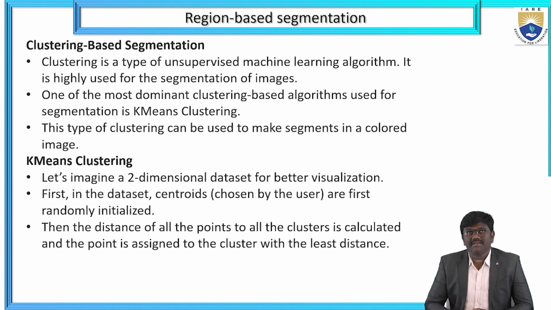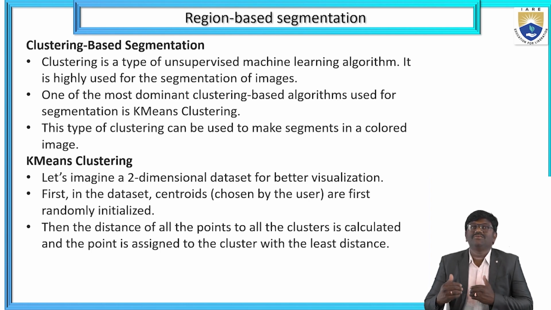We are also concentrating on another approach beyond region-based segmentation, called clustering-based segmentation. It is a type of unsupervised machine learning algorithm. It is highly used for the segmentation of images, to avoid the disadvantages of region-based segmentation. Among these, one of the most dominant clustering-based algorithms used for segmentation is k-means clustering. This type of clustering can be used to make segments in colored image processing.